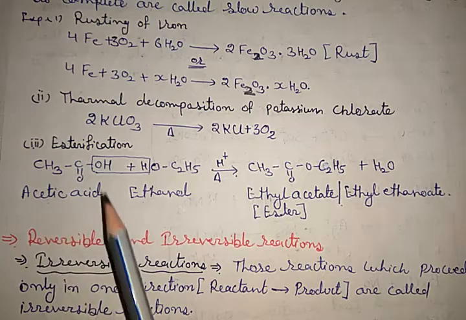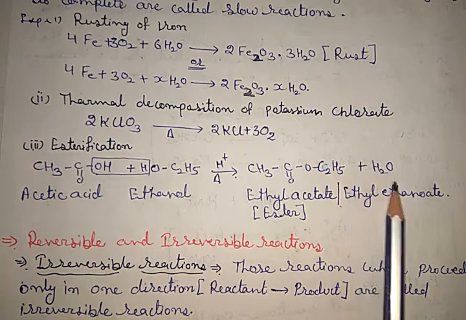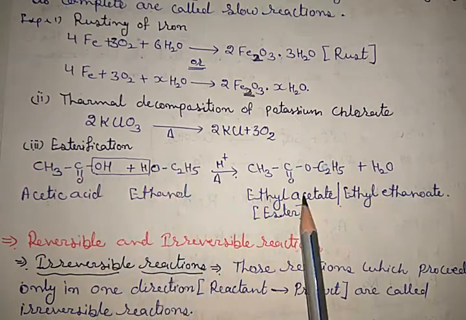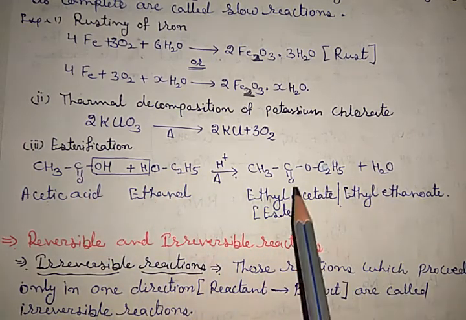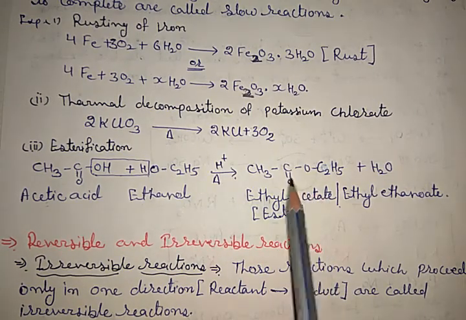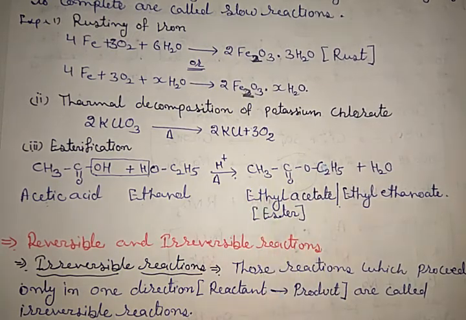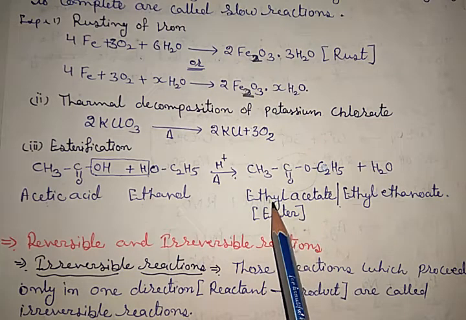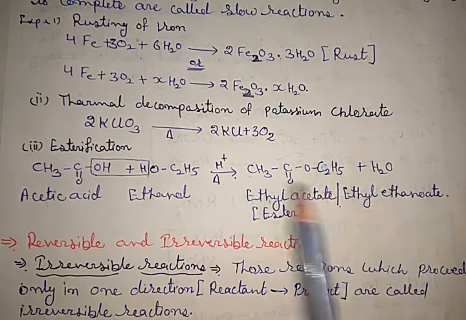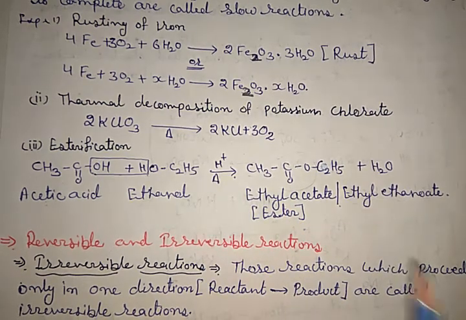Here the HOH parts combine and make H2O, and the remaining parts join and make ester. If you remember, ester means those organic substances in which C double bond O and carbon chains are present on both sides. If we consider its chemical name, while it is not in our syllabus, but let me discuss, that is ethyl acetate. It is called ethyl acetate or ethyl ethanoate.